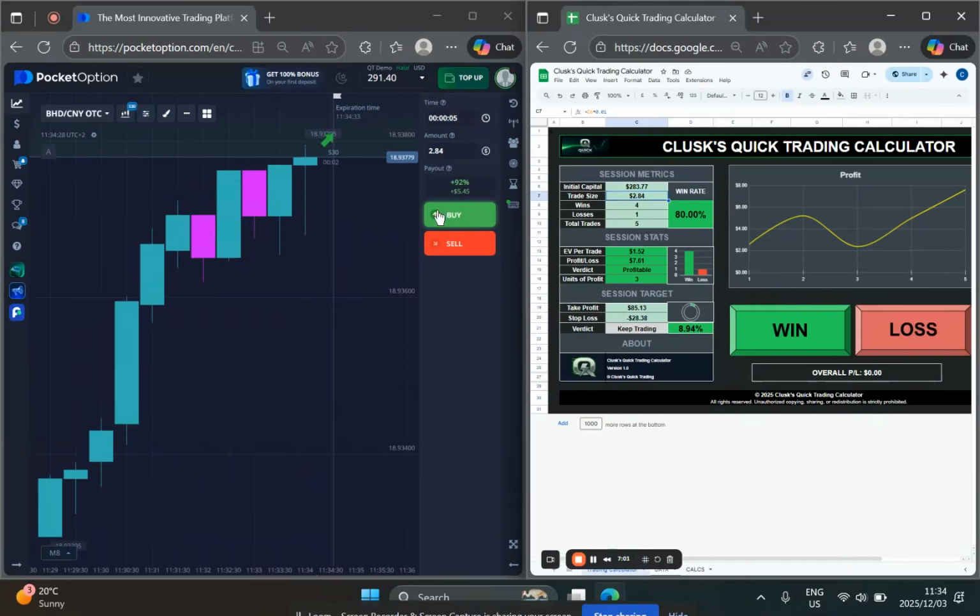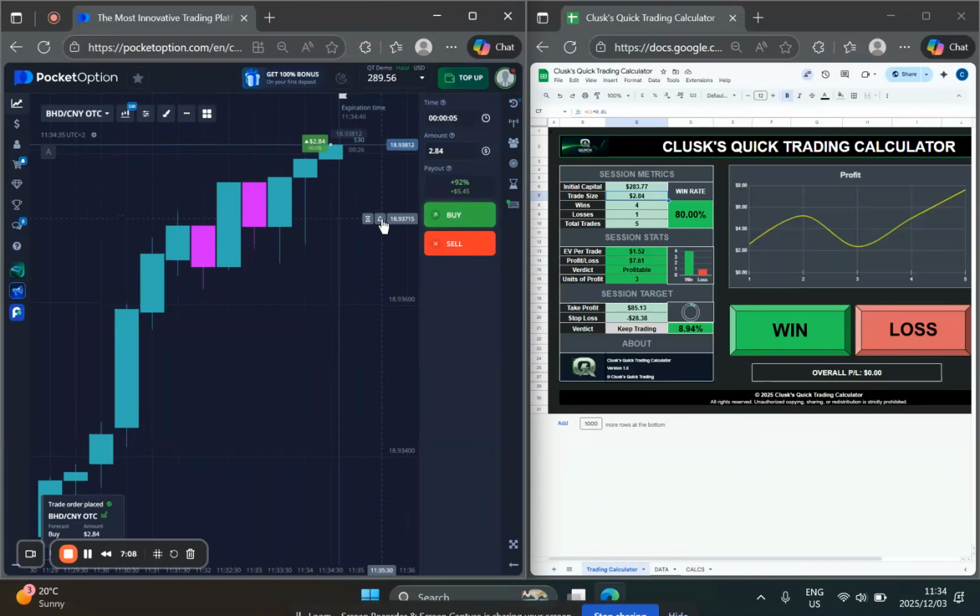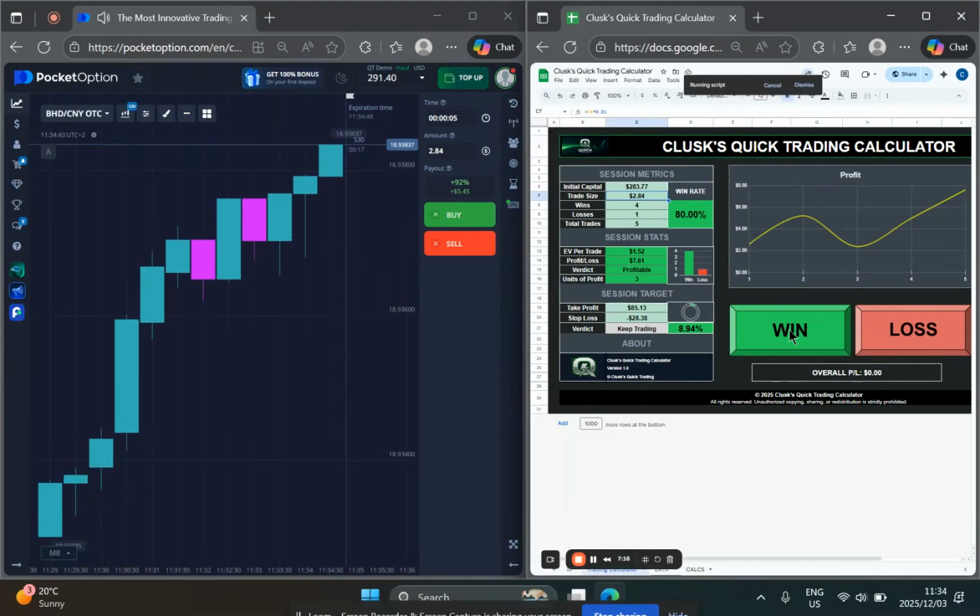See what's going on here on our next candle. So good move upwards. This looks really healthy for another buy. At 25 seconds, we'll take a buy and see what happens. Again, so let's update that win.